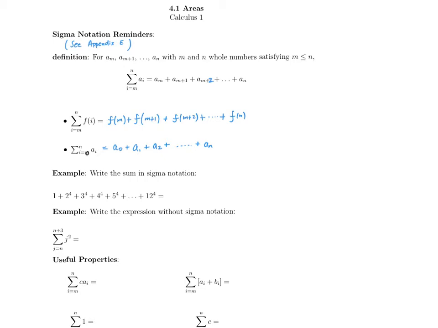In the first example, we see an expression that involves a sum, and we would like to express it in sigma notation. In the following example, we're given a quantity written in sigma notation, but we would like to write it out so that it does not involve sigma notation. What I would like you to do is to pause the video and give yourself 2 or 3 minutes to complete these two examples.